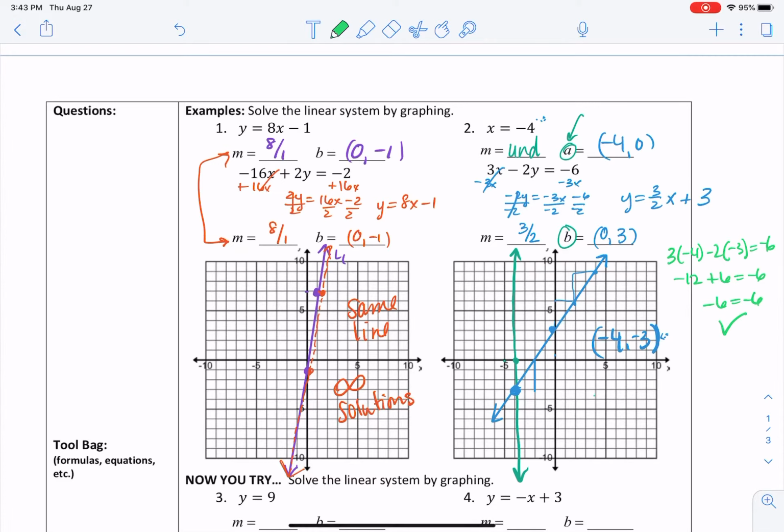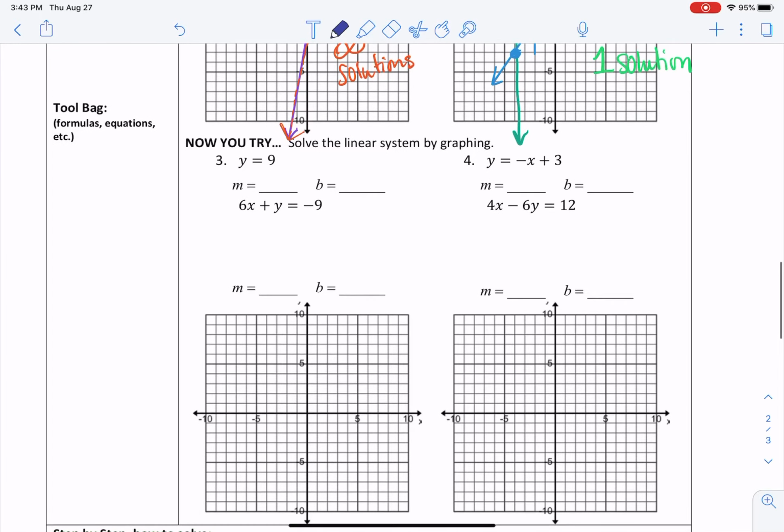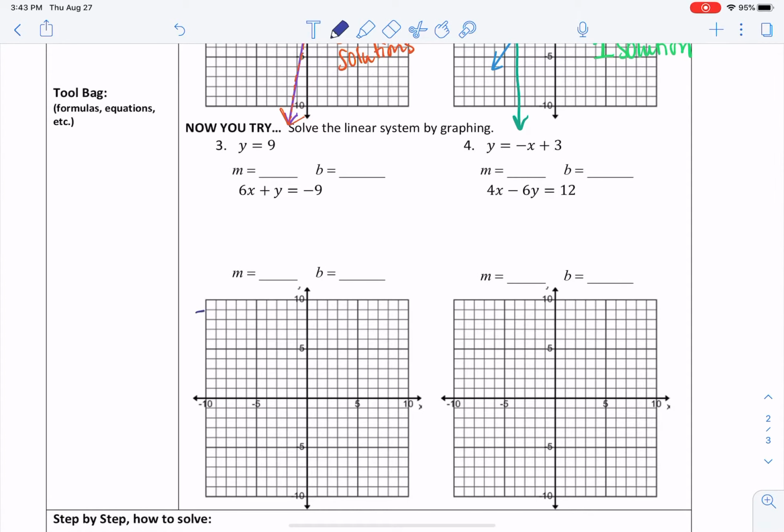It is also one solution. I will not have another one. That's the only place those two lines will intersect. So now let's look at another one. So we start with the line y equals 9. So y equals 9 is a horizontal line right here. So the slope is 0 and the intercept is 0, 9, where y is 9.